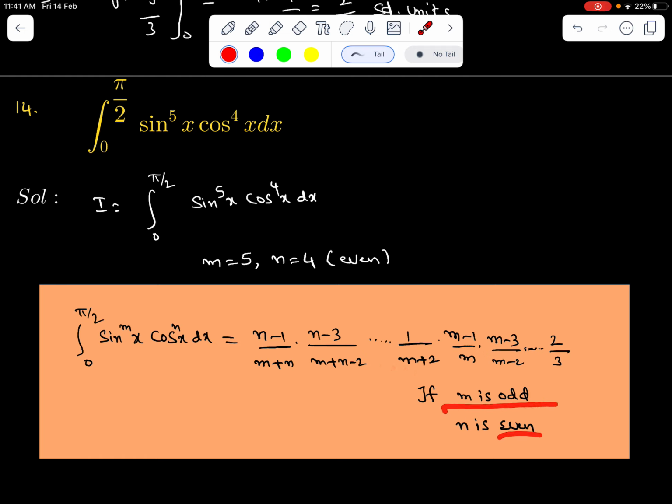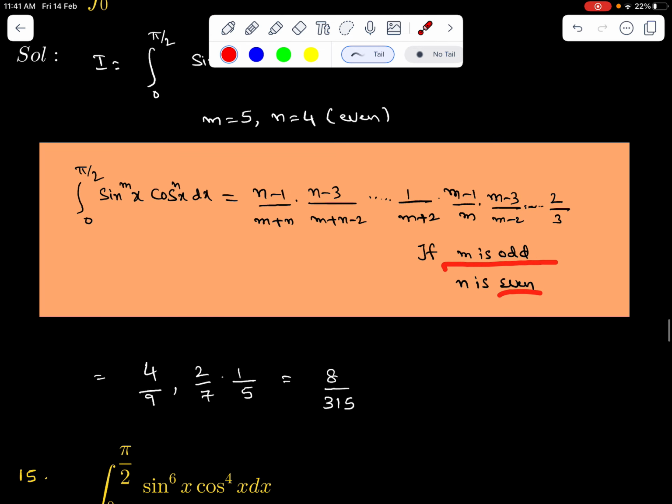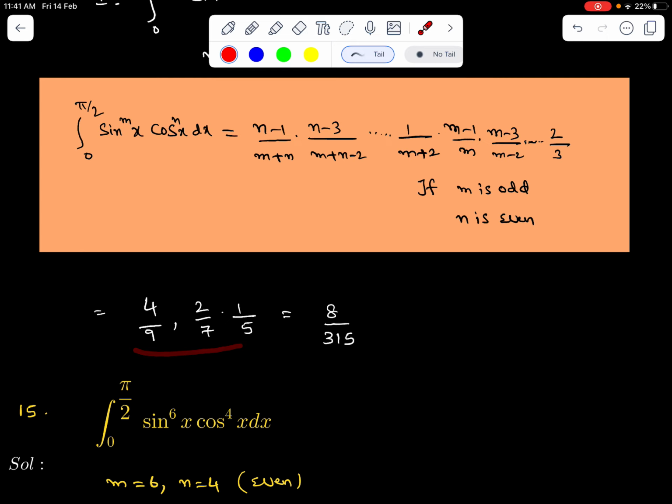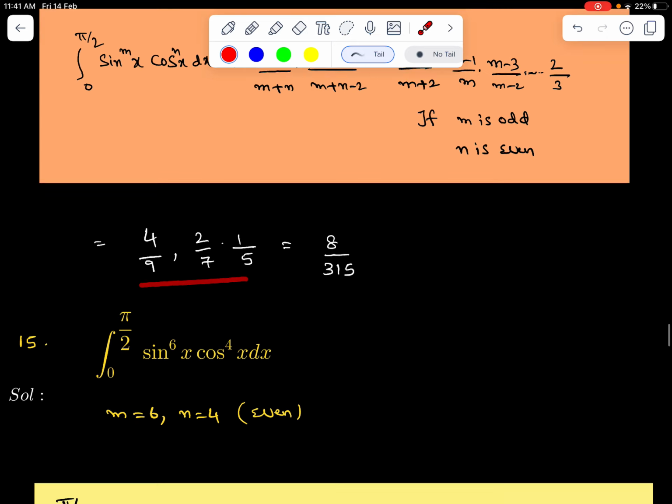If m is odd, n is even, therefore 4 by 9, 2 by 3, 1 by 5. Therefore, the answer is 8 by 315. In these sums, these values must not be repeated, and negative is also not valid. Negative also not valid. Next sum.